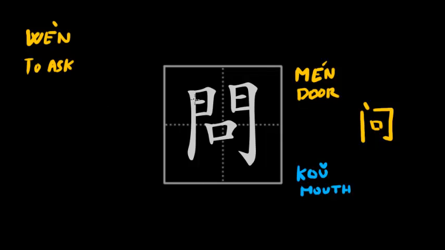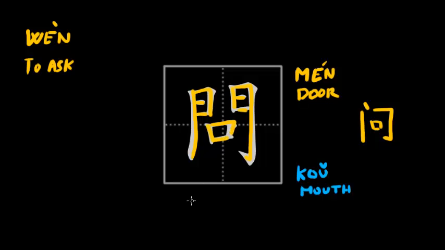You start and finish the door radical, or the door element. 1, 2, 3, 4, 5, 6. This is one long stroke. 7, 8, 9, 10, 11. So let me do that one more time. 1, 2, 3, 4, 5, 6, 7, 8, 9, 10, 11.